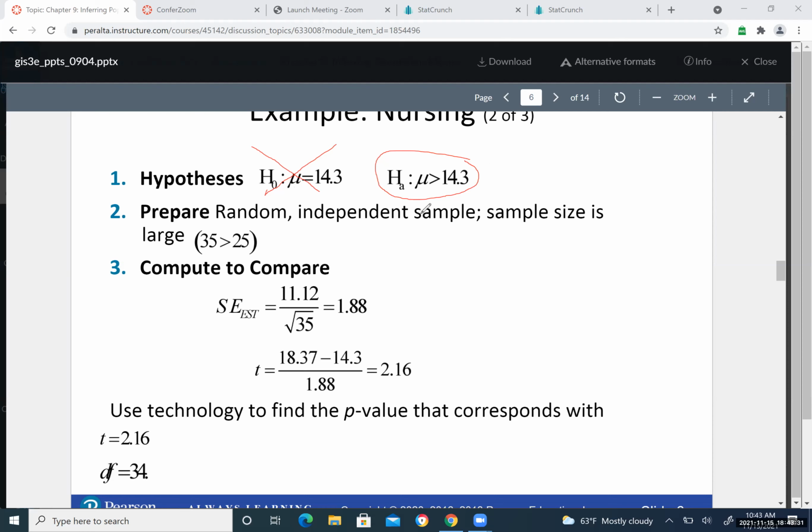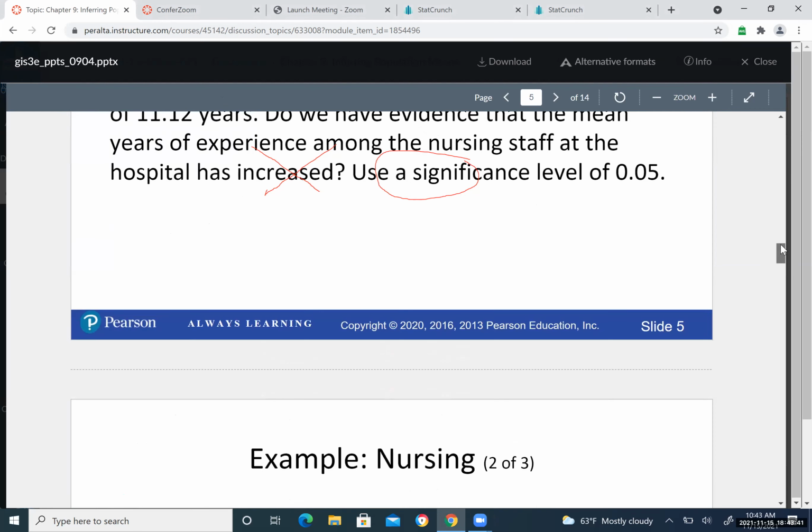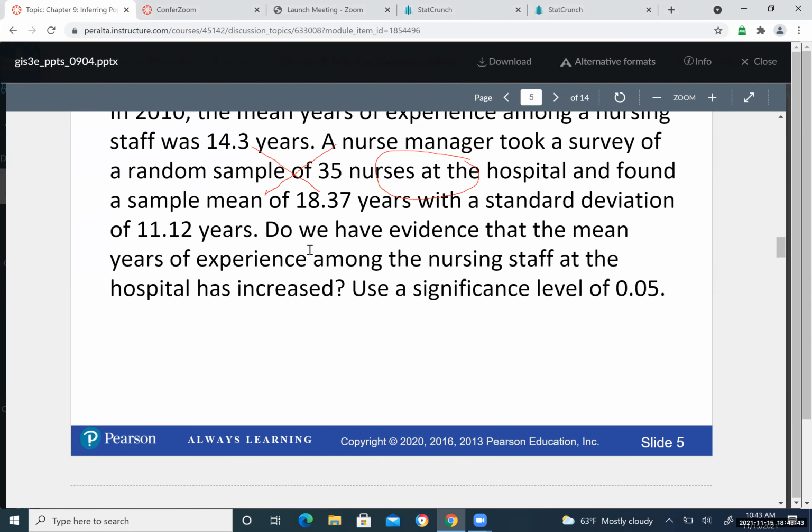So that is the interpretation, which means we agree with what the story said about the nursing staff. So go back to the nursing staff, right? We agree that the mean years of experience amongst the nursing staff at the hospital has increased. We answer this question: we say yes, we do. That's how you run it.